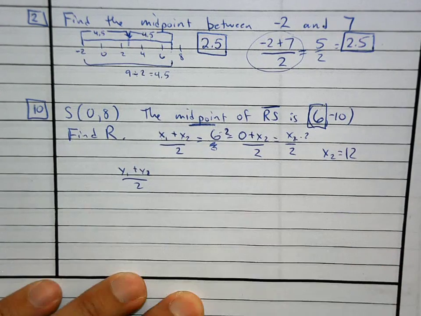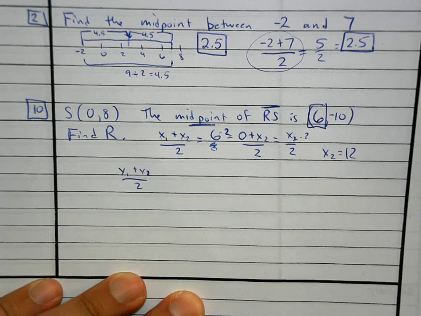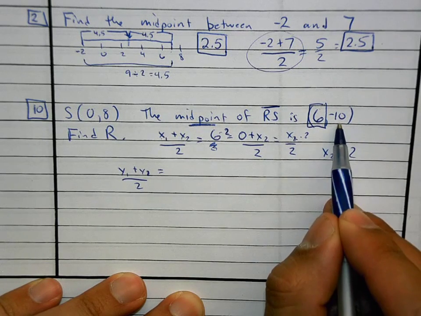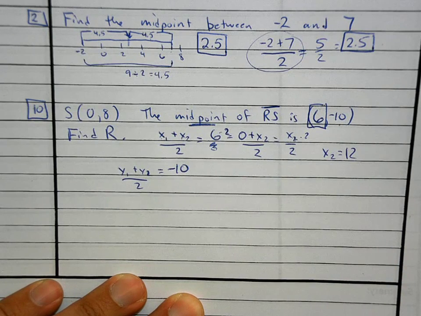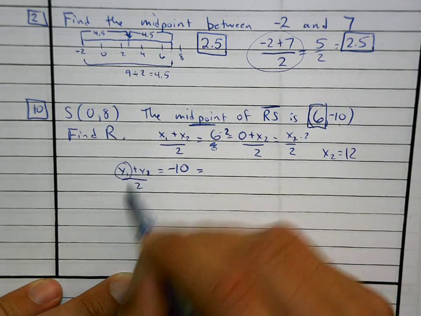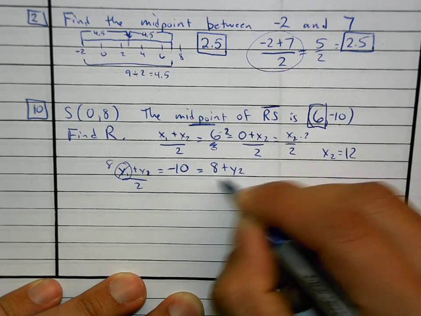Your y midpoint is what value? What's the midpoint for the y? -10. You have one of the y coordinates, don't you? Which is what value? So I'm going to replace this with an 8 and write it as 8 plus y2 over 2.